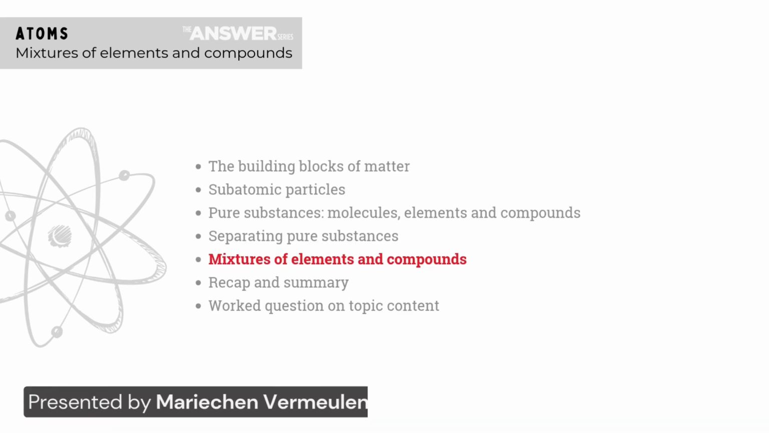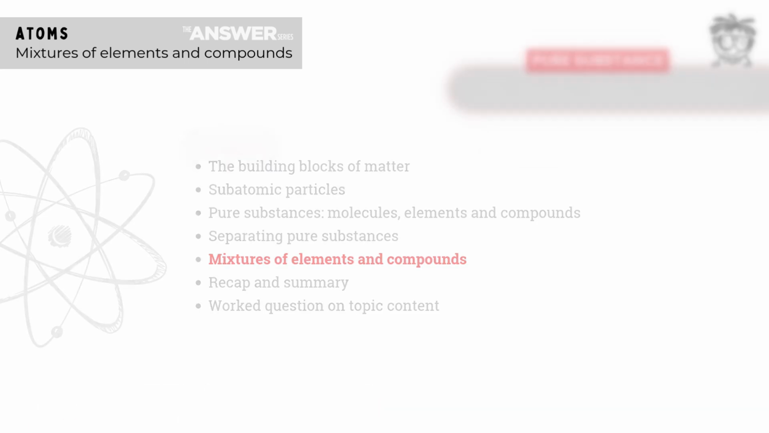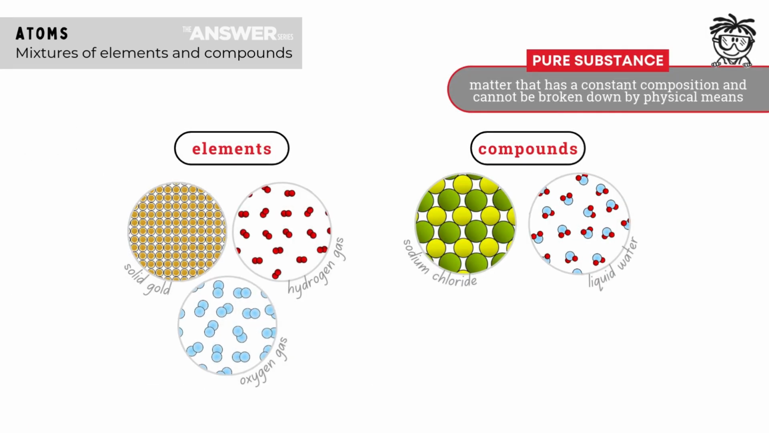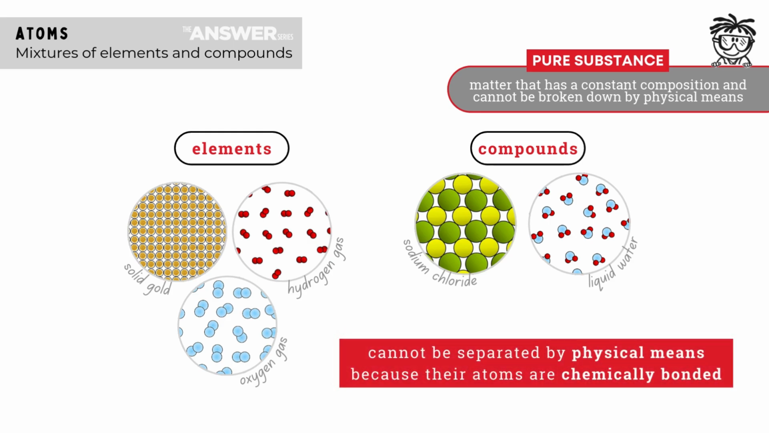In this video, we will look at the properties of mixtures of elements and compounds. As stated in the previous video, elements and compounds are pure substances, which means that they cannot be separated by physical means because their atoms are chemically bonded together.